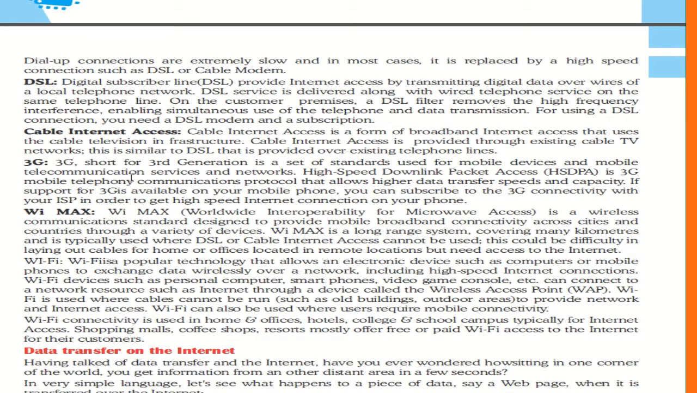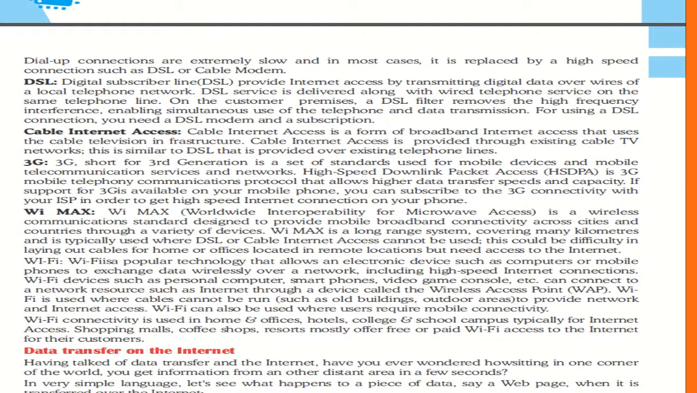Next is 3G, short for third generation, a set of standards used for mobile devices and mobile telecommunication services. This is a wireless part. High-speed downlink packet access is a 3G mobile telephony communication protocol that allows higher data transfer speeds and capacity. If support for 3G is available on your mobile phone, you can subscribe to 3G connectivity with your ISP in order to get a high-speed internet connection on your phone.